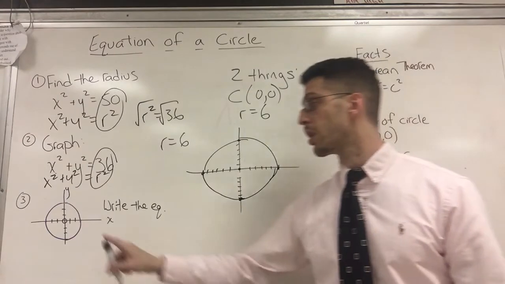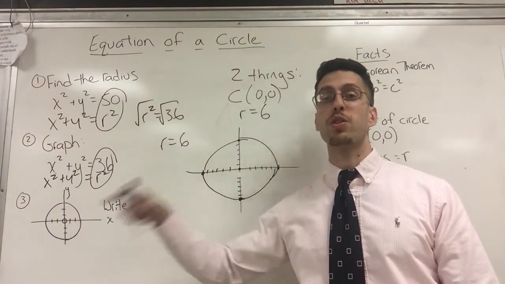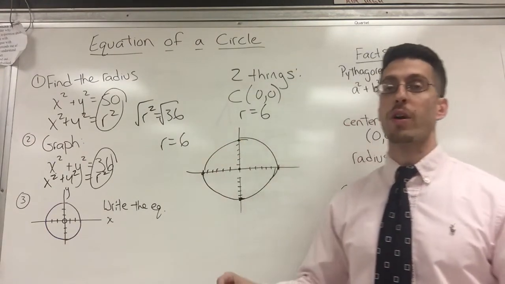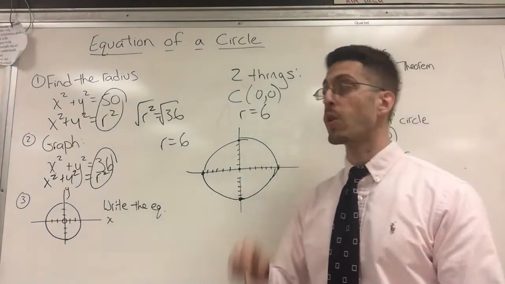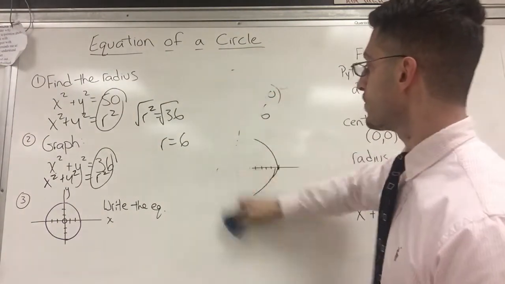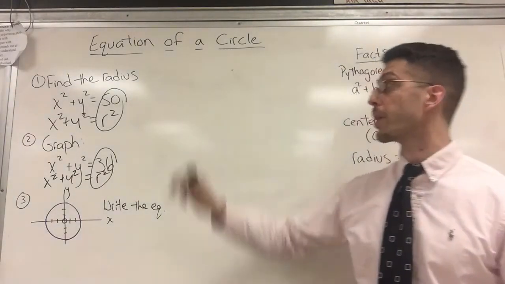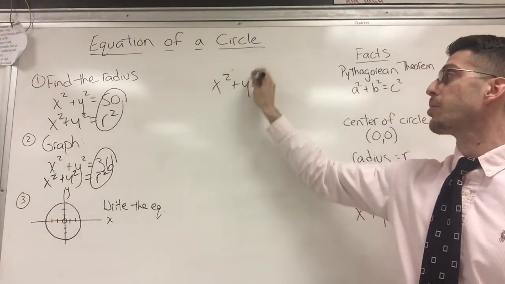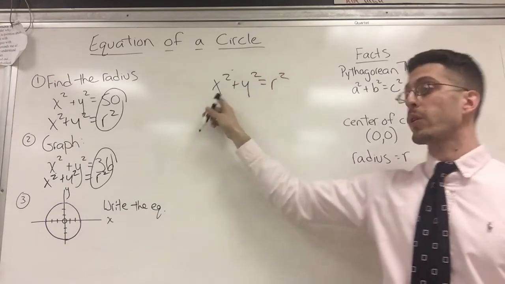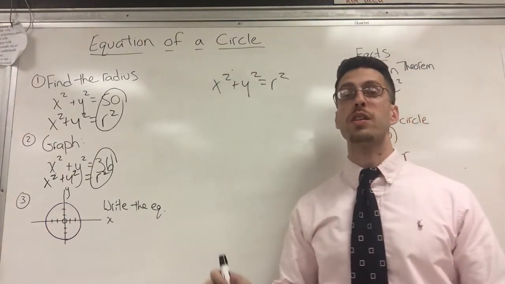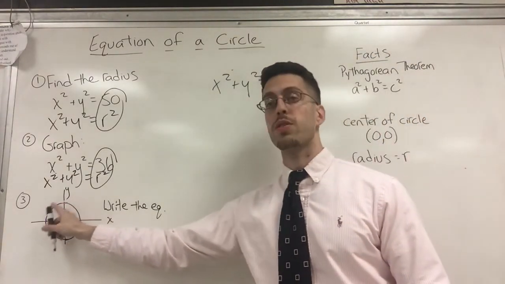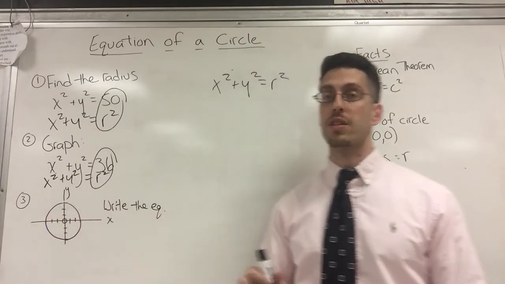Okay? Last one. Now we're going backwards. They give you the picture, you write the equation. So right away, you know it's a circle, you know it's going to look like x squared plus y squared equals r squared. So I'm going to write this down to remind myself. Now, do I need to plug in for x and y? No, it always stays x and y. X and y are just points on the circle itself. I just need the radius.